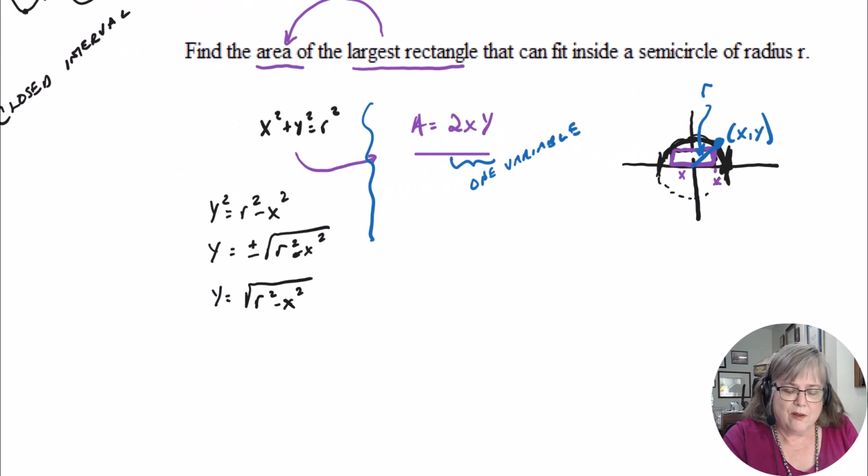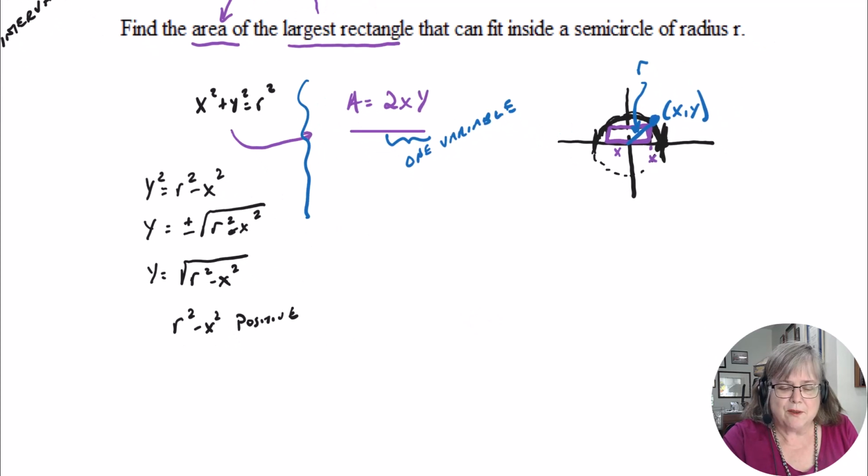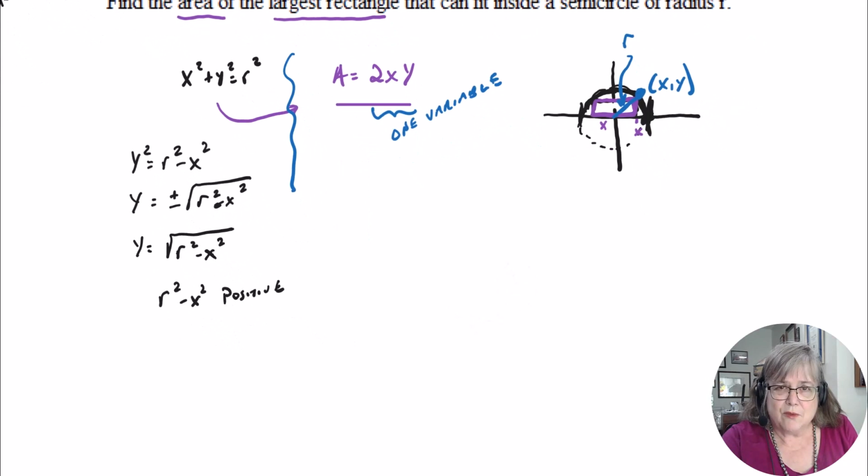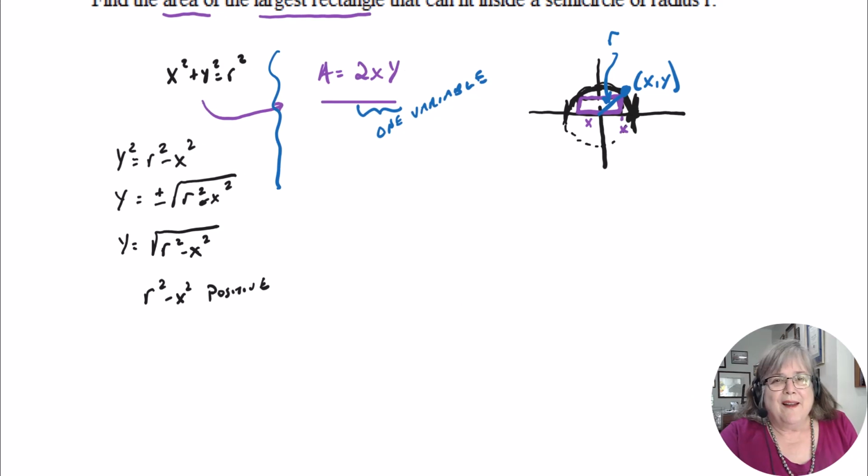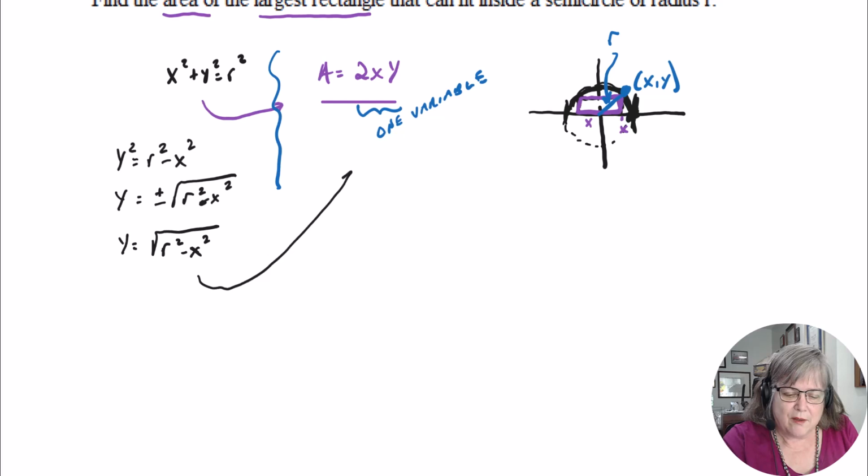And if you look over here, then I would want r squared minus x squared to be positive so I could have real square roots, right? So x can't be bigger than r because then I would have negative numbers. Okay, so yes, this is a closed interval, so there's an extrema in there somewhere. Okay, now, that being said, back to trying to solve the problem. So what I'm going to do is to take this y and sub it in over here.